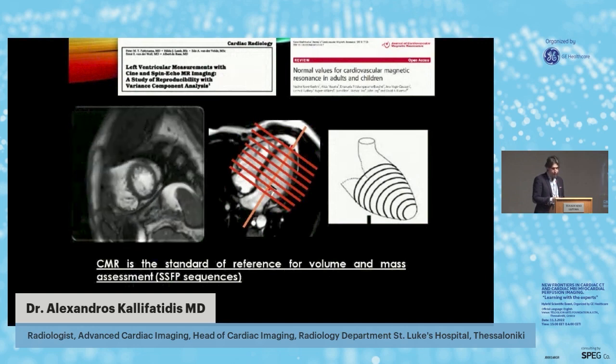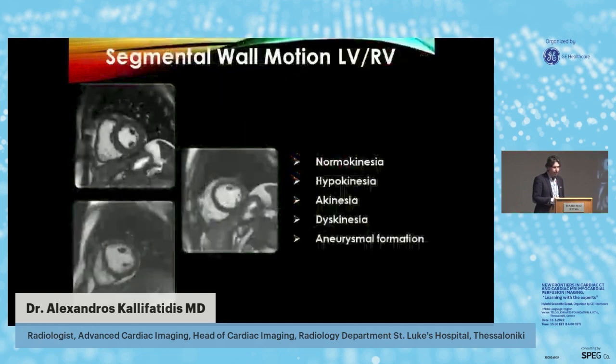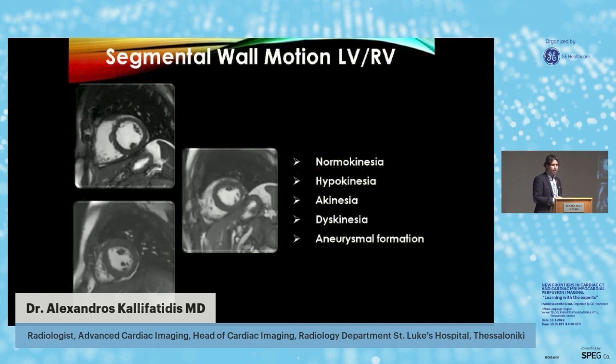CMR, just to remind, is the gold standard imaging technique for the assessment of biventricular volume and mass and the ejection fraction. It is a technique with which we can not only estimate the global function, but we can see as well the segmental function or dysfunction. Here is an example, the first video here, a normal case with no abnormal wall motion.